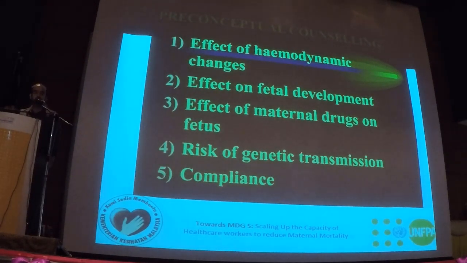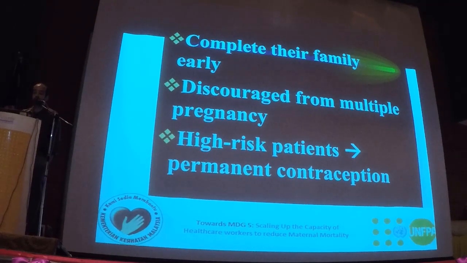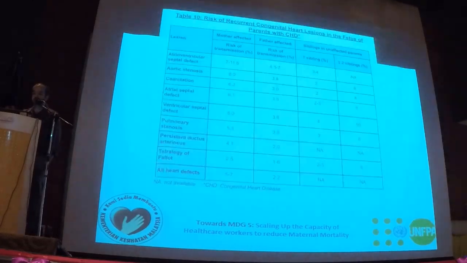If you discover a patient with class 3 or class 4, you should start preconceptual counseling. Actually, it's mainly done here. What we do is we talk about the effect of hemodynamic changes, effect on fetal development, effect of maternal drugs and features, risks of genetic transmission, and compliance to follow up. We also advise them to complete their family early, discourage multiple pregnancy, and high-risk patients have to go for permanent contraception. Another line I would add is proper spacing of pregnancy.